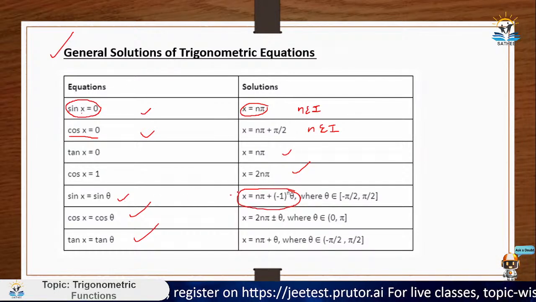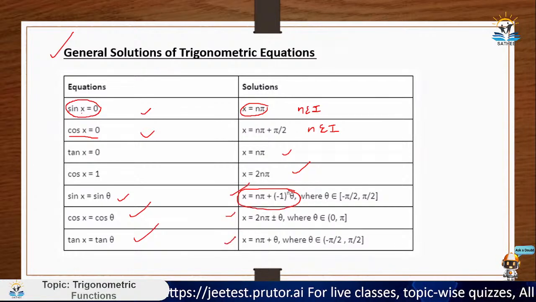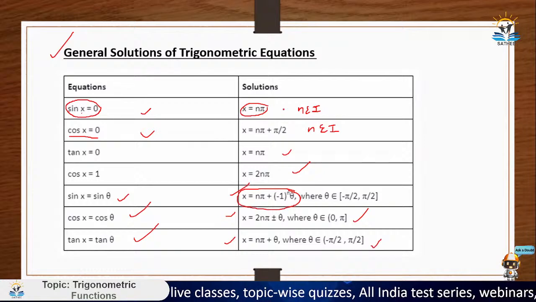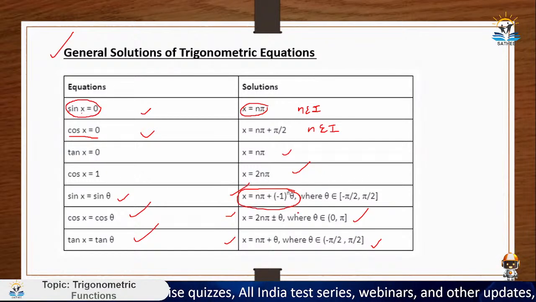So this is the basic comparison. Similarly for cos and similarly for tan. And one thing more, here theta is varied from minus pi by 2 to pi by 2 only, and similarly for cos and tan, you can check it from 0 to pi, and you can check it from minus pi by 2 to pi by 2. So these are the general solutions, and we will do a question on this also in today's session, so please remember this one.